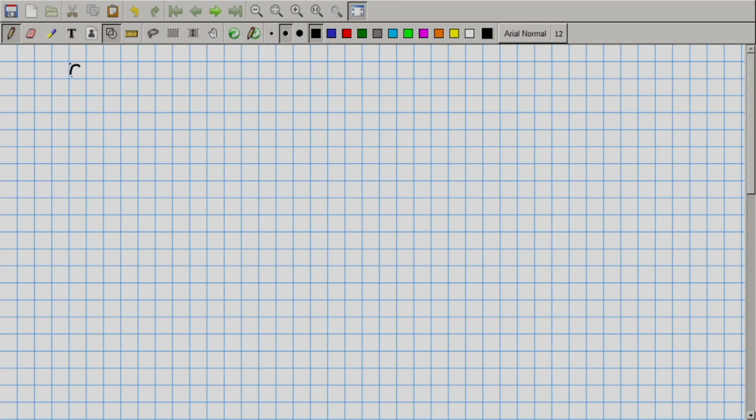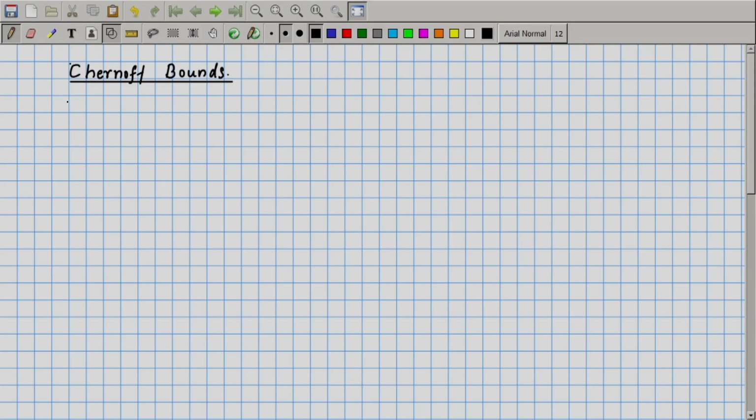So, in today's lecture we will learn about what is known as Chernoff bounds. The question that we will address in this lecture is the following. Let us say we toss 1,00,000 coins and we will get some number of heads and some number of tails. What is the probability that the number of heads is greater than 75,000? So, we will look at the following problem.